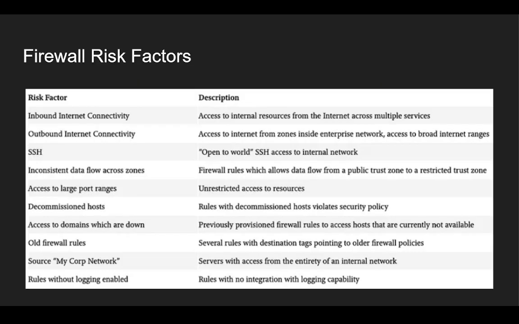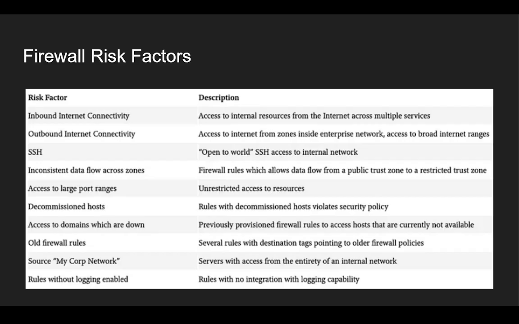Okay, outbound internet connectivity, access to the internet from zones inside the enterprise network, access to broad internet ranges. We have to be very careful with this, because this happens when you don't put in security rules. Also, SSH open to the world, access to the internal network. This is also a firewall risk factor. Inconsistent data flow across zones: firewall rules which allow data flow from a public trust zone to a restricted trust zone.